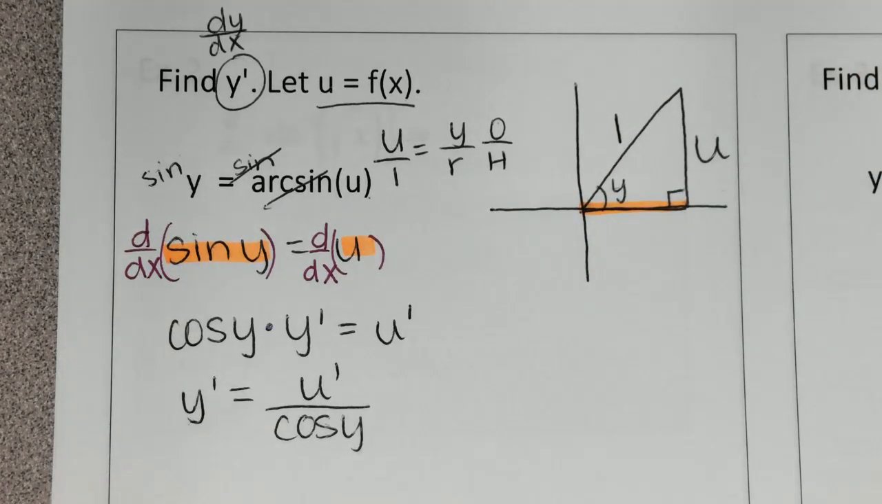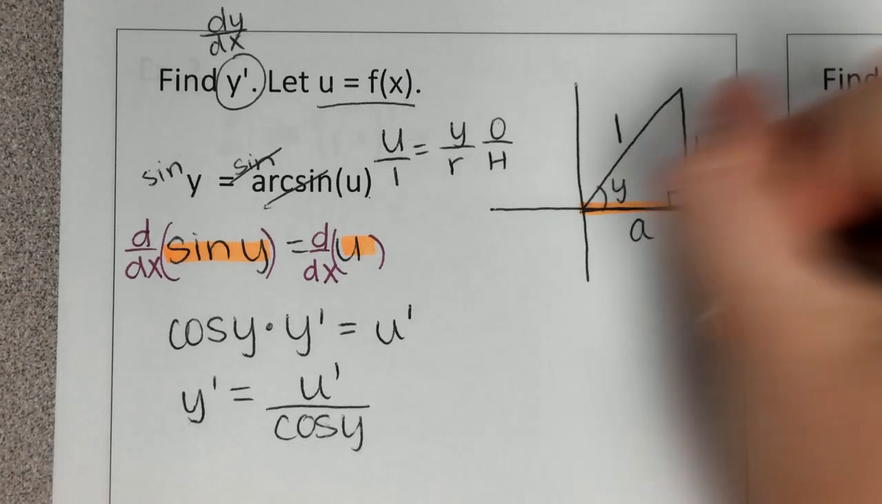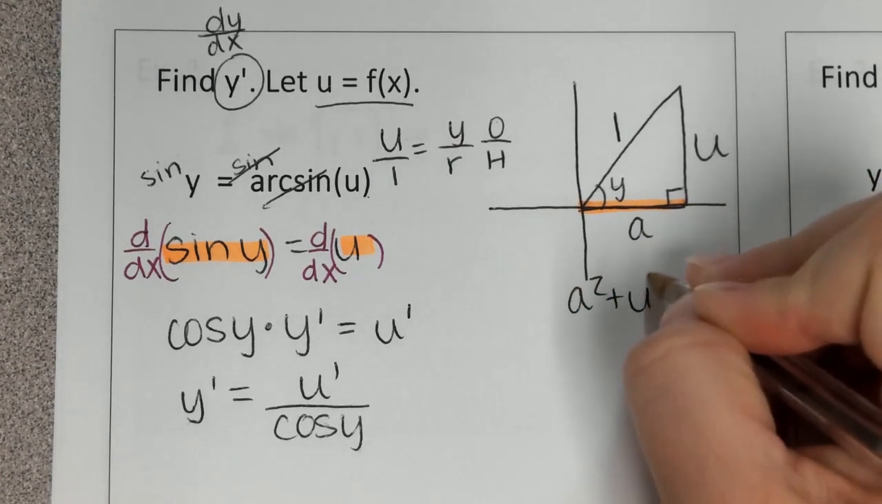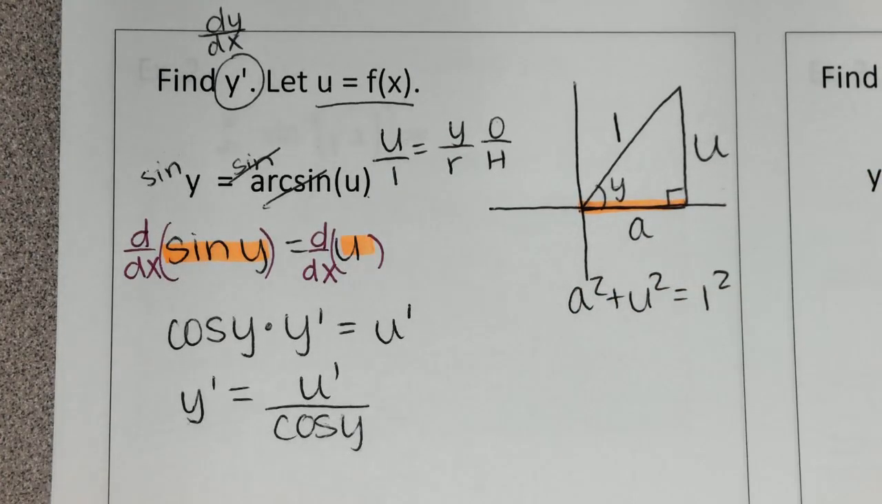I'm not going to use an x because that's extra confusing since we're integrating or differentiating with respect to x. So I'm just going to put an a here for the adjacent side. You can really call it whatever, but okay, find a. Do the Pythagorean theorem and calculate a. A squared plus u squared equals 1 squared.